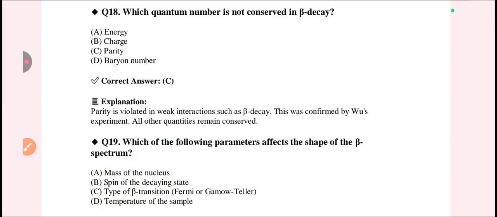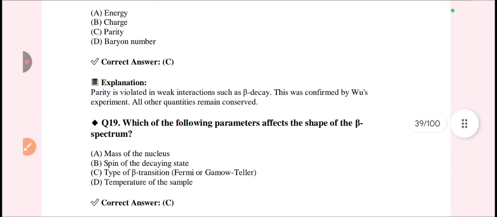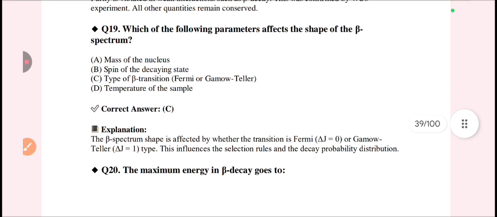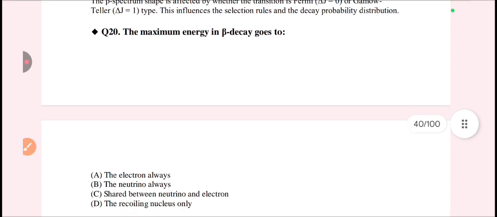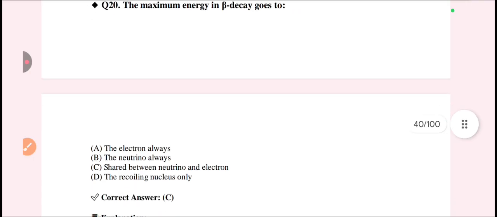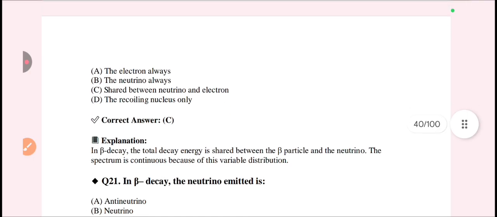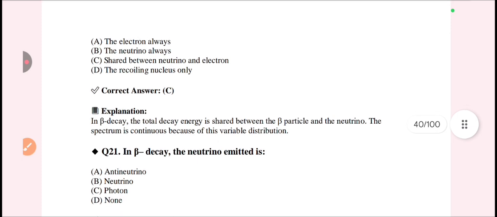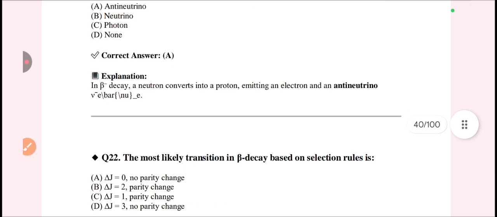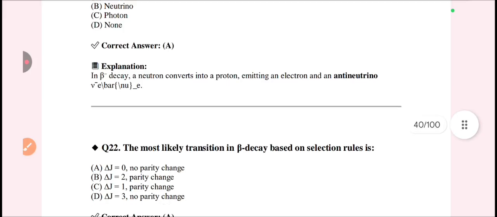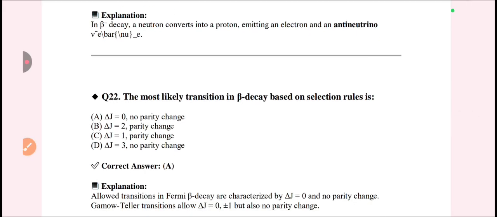Type of beta transitions affect the shape of beta spectrum. Maximum energy in beta decay goes to, the right option is C, shared between neutrino and electron. Antineutrino. The most likely transition in beta decay based on selection rule is del J equals 0, no parity change. It's the most likely.